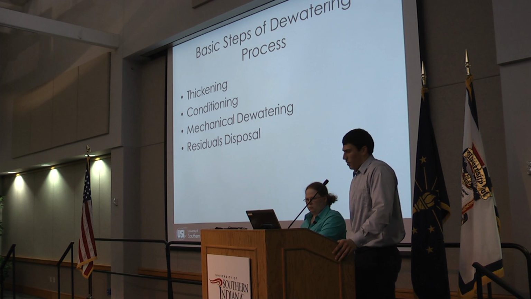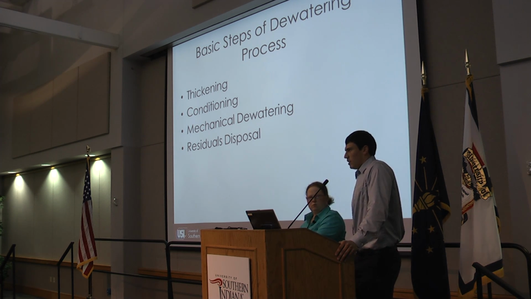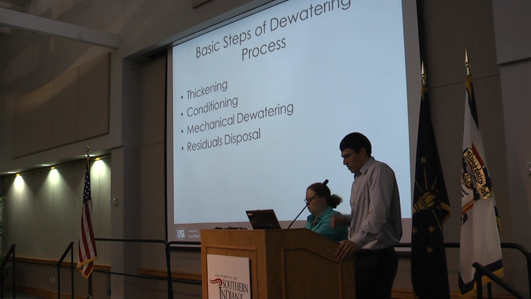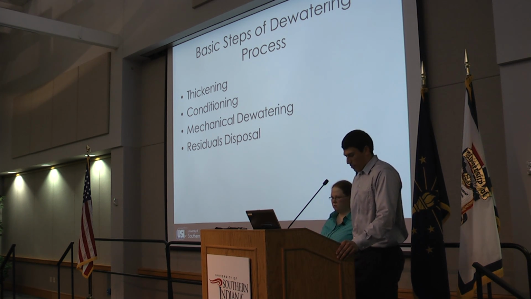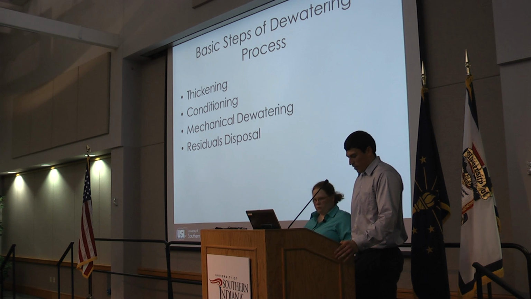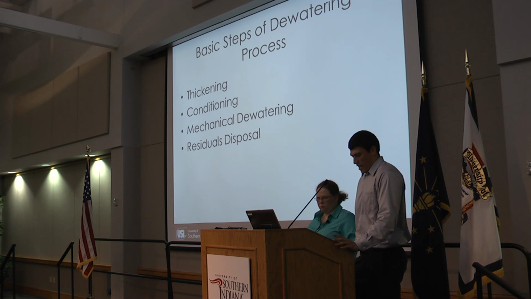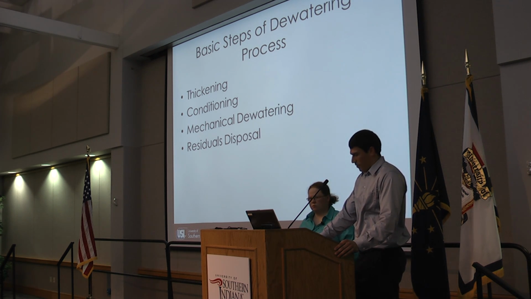The 4 basic steps of the dewatering process include thickening, conditioning, mechanical dewatering, and residual disposal. Thickening is a process that increases the solids content of the sludge. Conditioning is a process of improving physical properties of sludge through the addition of polymers. Mechanical dewatering is a mechanical process intended to remove free water from the sludge. And residual disposal is a reuse or disposal of solids through landfilling or fill materials.